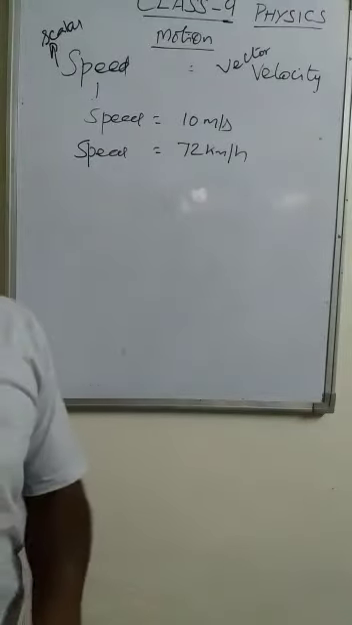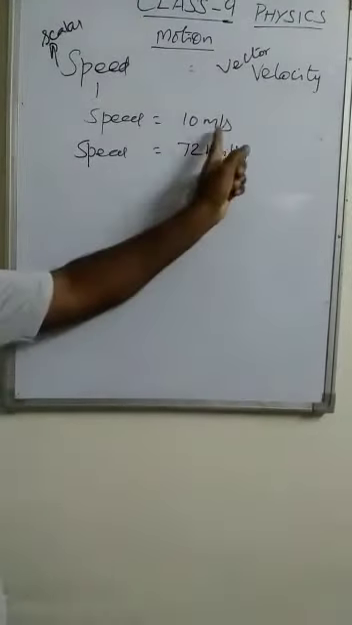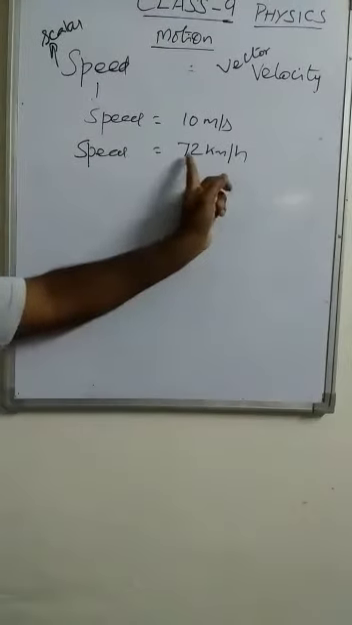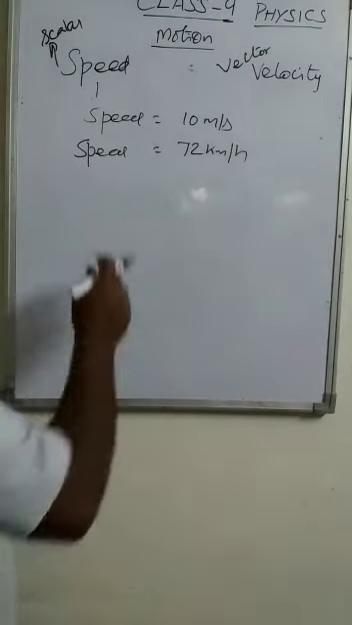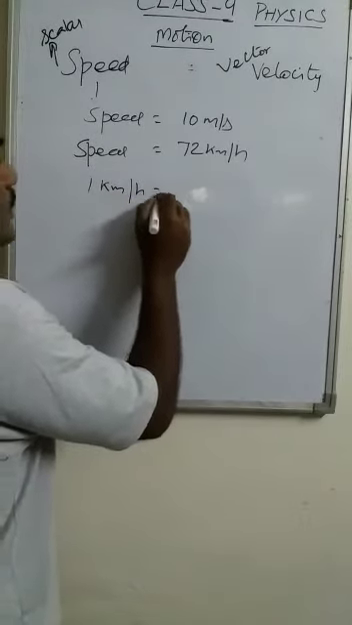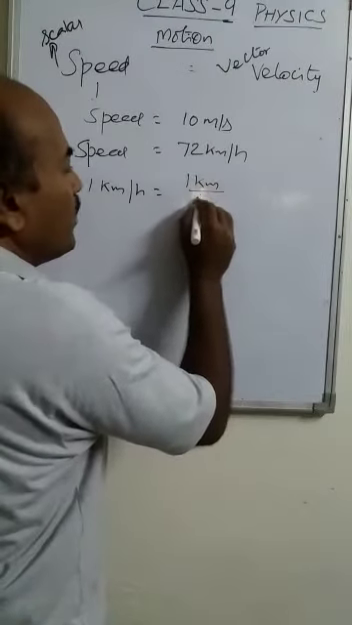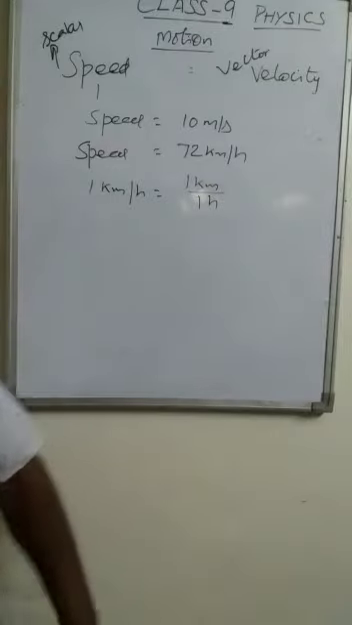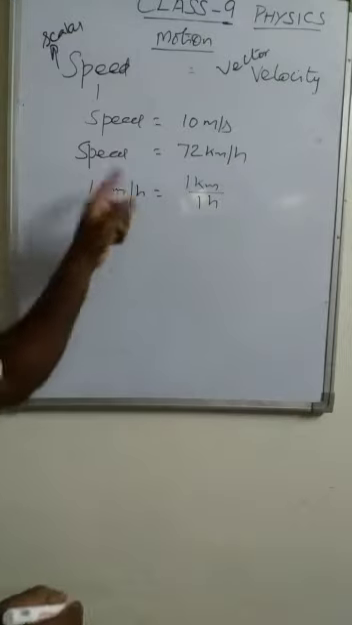In this case, these two units can be changed. This meter per second can be expressed in terms of kilometer per hour, and kilometer per hour can be expressed in terms of meter per second. For that, there is a simple relation. 1 kilometer per hour is equal to 1 kilometer upon 1 hour. It means the speed of an object is 1 kilometer per hour, which means the object covers 1 kilometer in 1 hour.